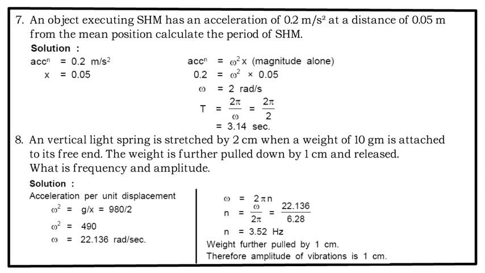Now we know omega is equal to 2 pi n. So n is equal to omega by 2 pi. So I get the value of n, which is 3.52 hertz. Now one thing you understand, whatever additionally you pulled, that becomes the maximum displacement of the particle. So that is the amplitude of this particular motion. So the amplitude of the vibration is 1 centimeter.